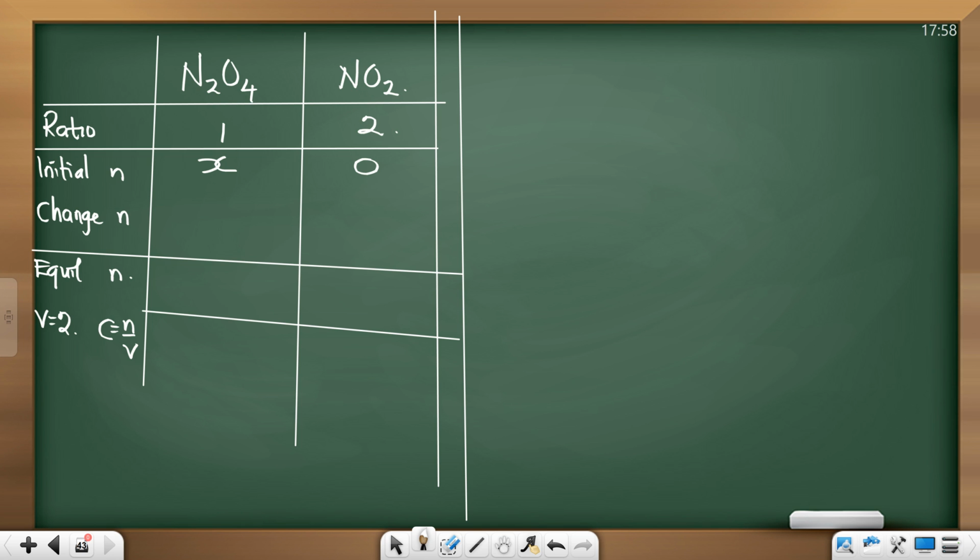They said decomposition at equilibrium. What do you realize? They said 20% had decomposed. What are we left with? 80%. What is 80%? 0.8x. 80% of X, that's what we have left, right?